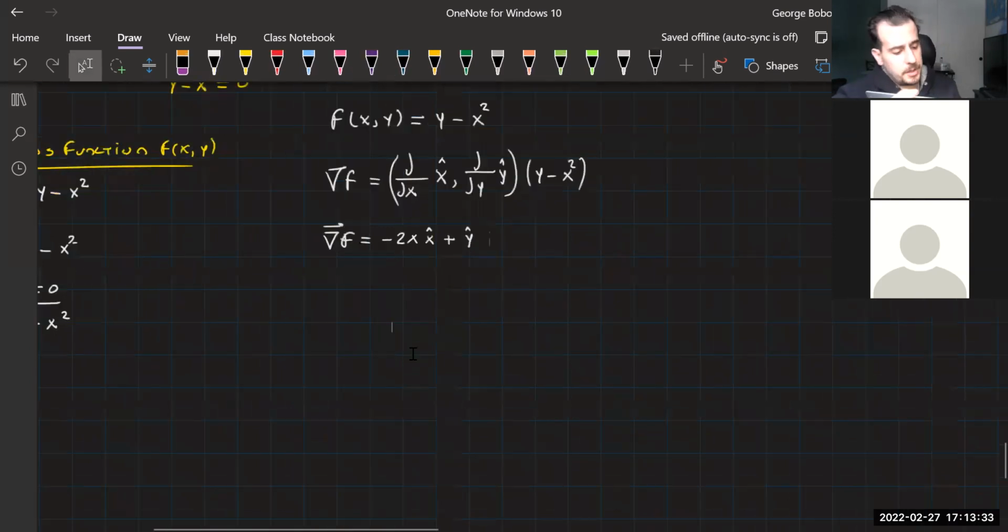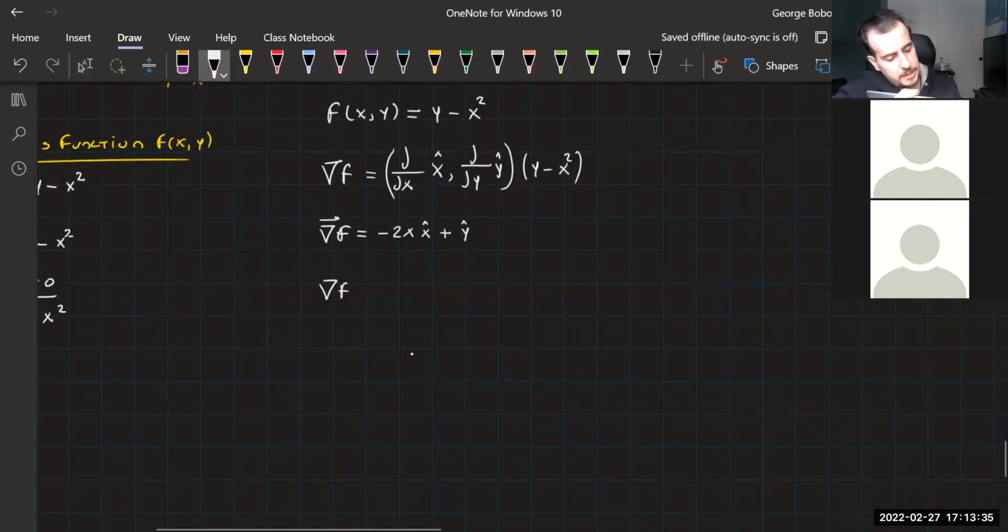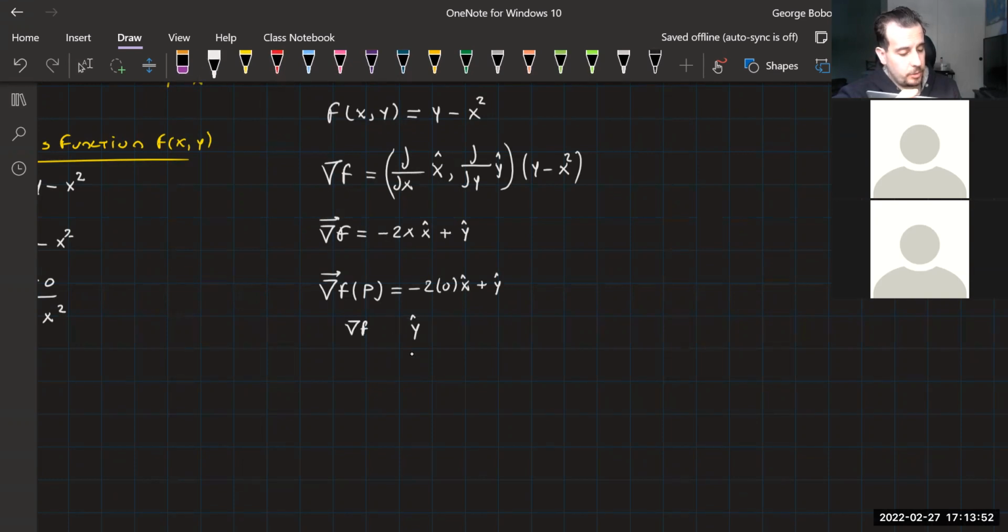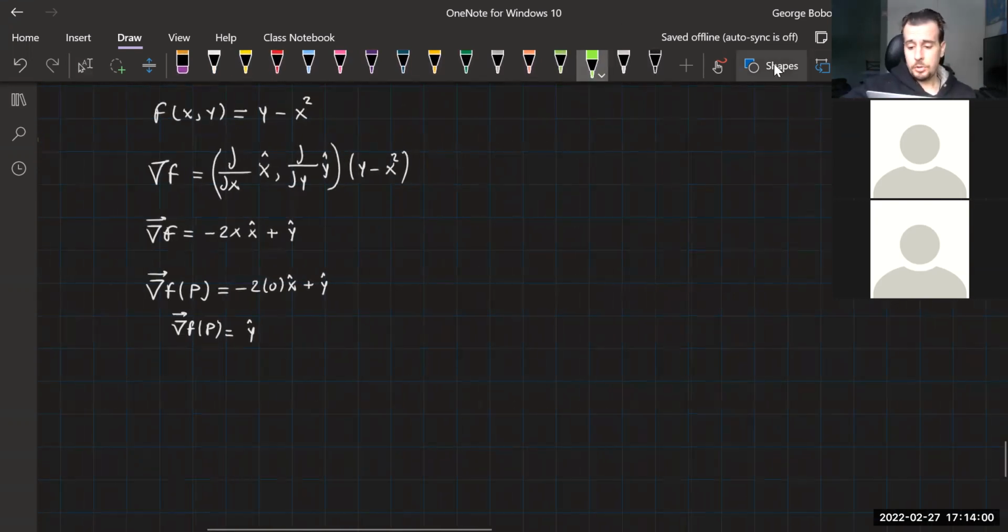All right. So that's my gradient, and if I evaluate it at the point that they want, that just means I'm putting in 0 for x, and I remain with the y. So literally, this gradient at the point they request is y hat. Does this make any sense? Yeah, actually, let me show you.